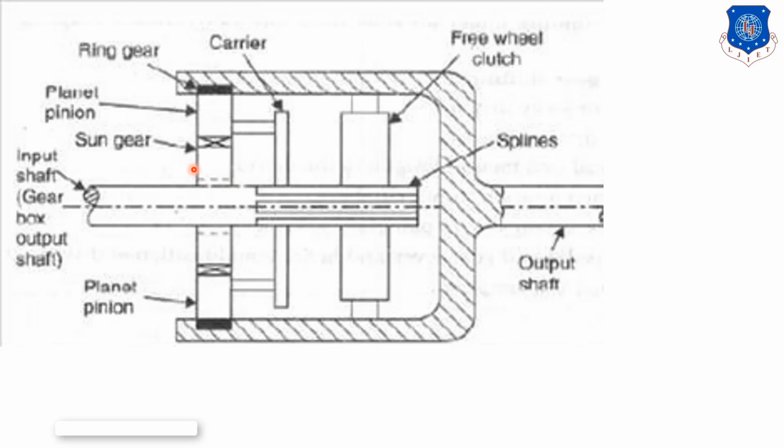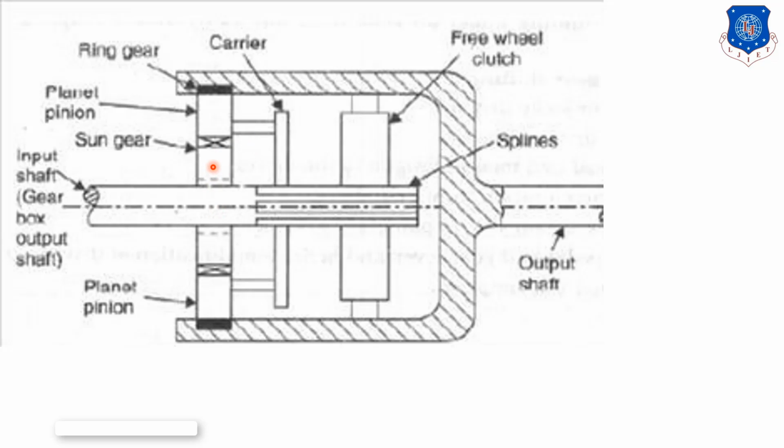The overdrive system is nothing but a construction of the epicyclic gear train, which we already studied in the theory of machines. What is this epicyclic gear train? One is the outer gear, and in between, three planetary gears are there. Let me make a diagram of an epicyclic gear. Suppose this is our planetary gear. In between, 3 gears are there and one sun gear in between them.